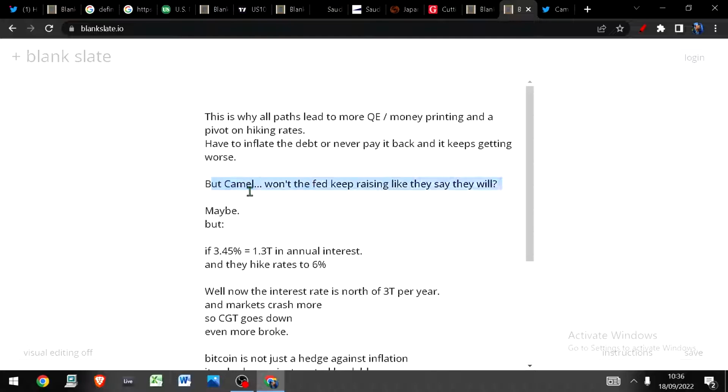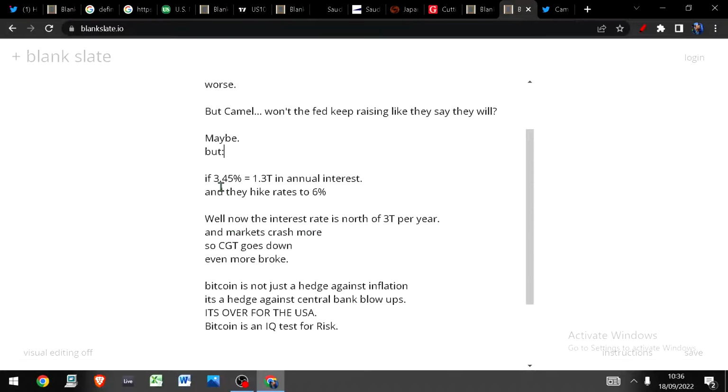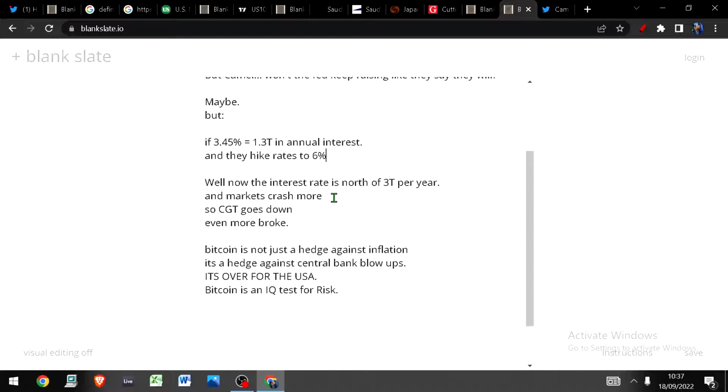And I know what some of you might be thinking, but Camel, won't the Fed keep hiking like they say they will? Won't they keep raising interest rates? Well, maybe. But if 3.45% yield currently equals over 1.3 trillion in annual interest, and they hike rates to 6%, like some people are saying, I've even seen people calling for 9%, but let's stick with 6% now. Let's say they are hell-bent on hiking rates and they're going to hike to 6%. Well, now the interest rate is north of 3 trillion a year, and the markets crash more, which means capital gains taxes go down even more. They're even more broke. This is not an option. This is not something they can continue to do.